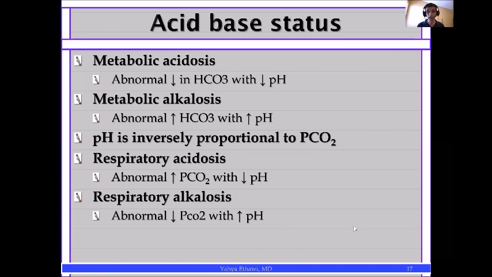So respiratory acidosis is increasing CO2, and that means you drop your pH, while respiratory alkalosis is where you are washing out the CO2, and that means your pH will increase.